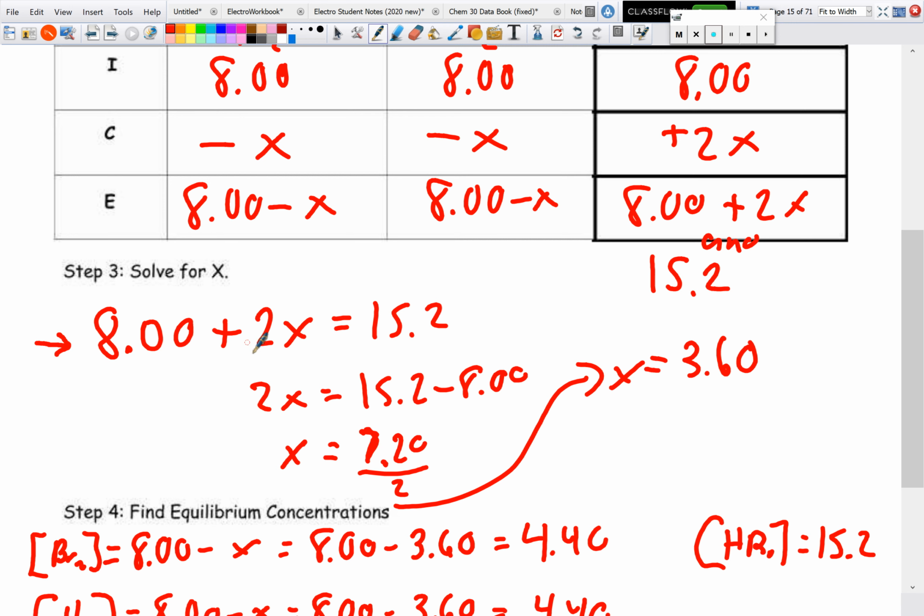8 plus 2x is equal to 15.2. When we solve for x, we should get 3.6. So just using algebra, right? All I did was bring 8 over here, so that's why I subtract, and then divided both sides by 2.